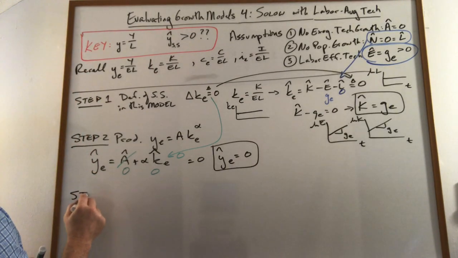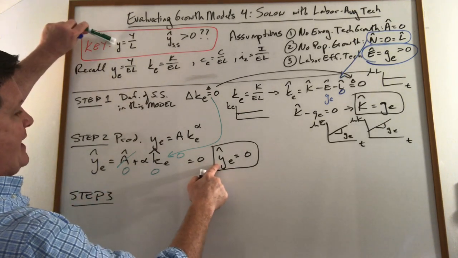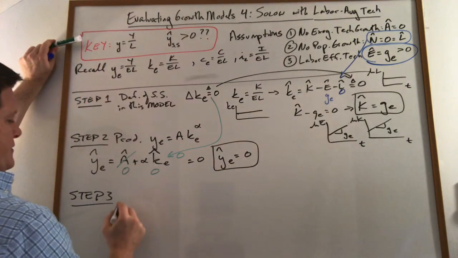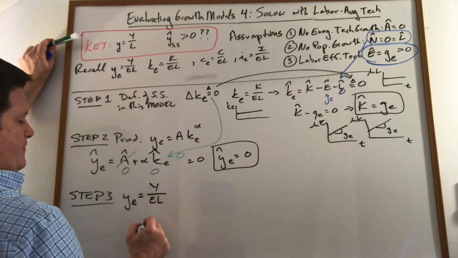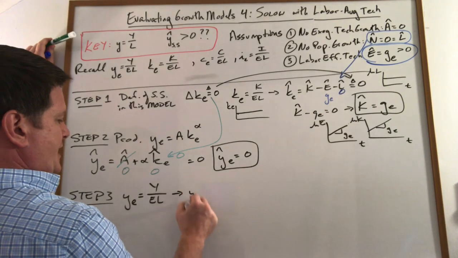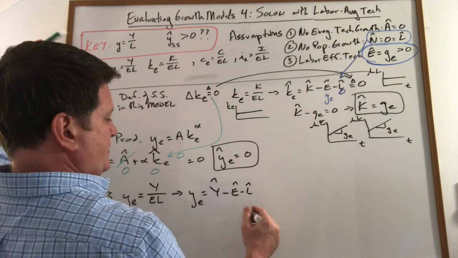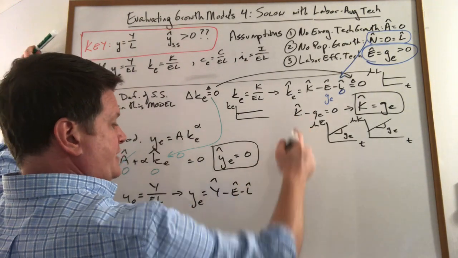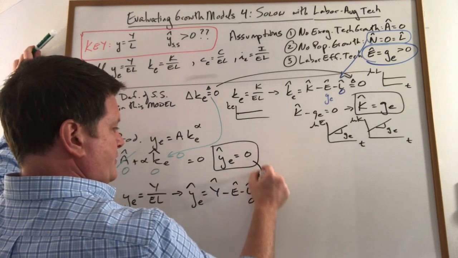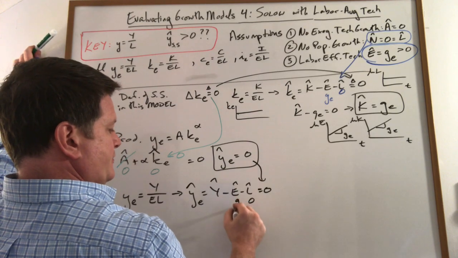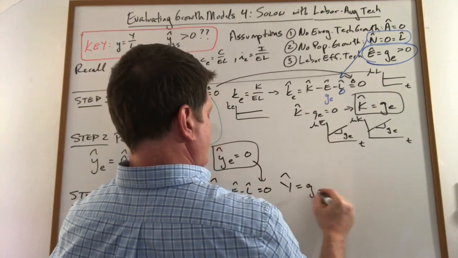This is where the trick comes in. We're not evaluating this, we're evaluating that. This YE is Y over EL. When you convert it to hats, you get Y hat minus E hat minus L hat. We're going to get this thing growing just like this. That's 0. We know this thing's growing at 0. We know this thing's growing at g, so we know Y hat is growing at a rate of gE.